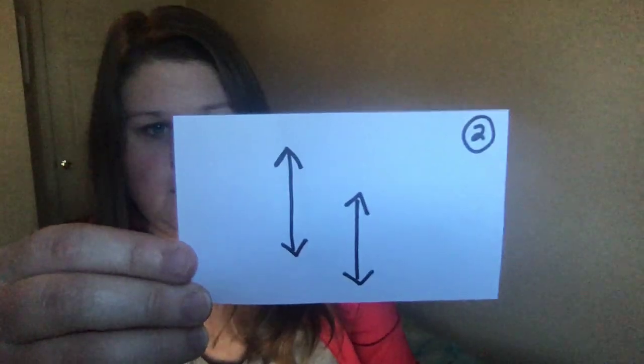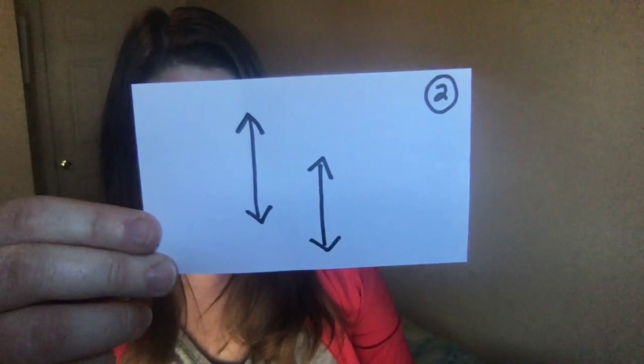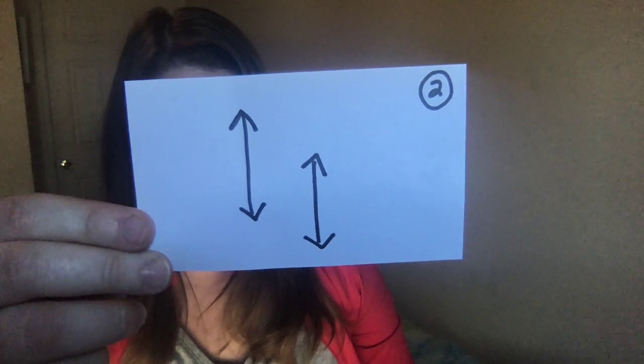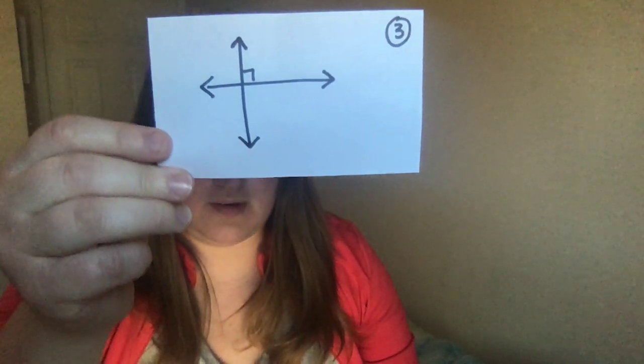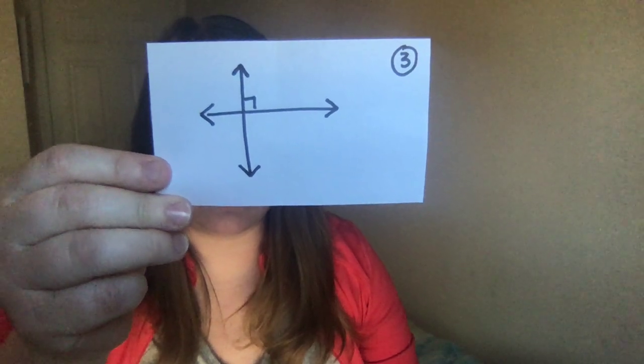Okay, here's number 2. What types of lines are these? Parallel, perpendicular, or intersecting? Remember, you can always pause this if I'm going too fast. Number 3. Make sure you're spelling it correctly and you're writing the whole word down.